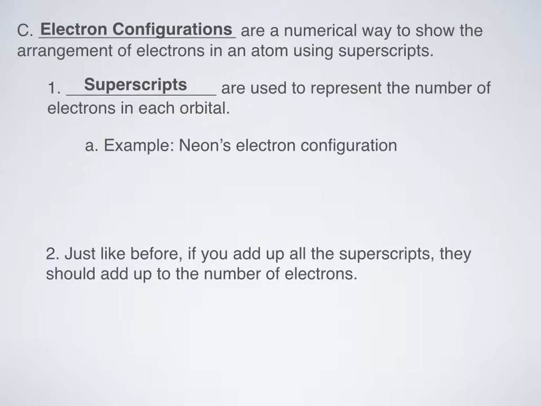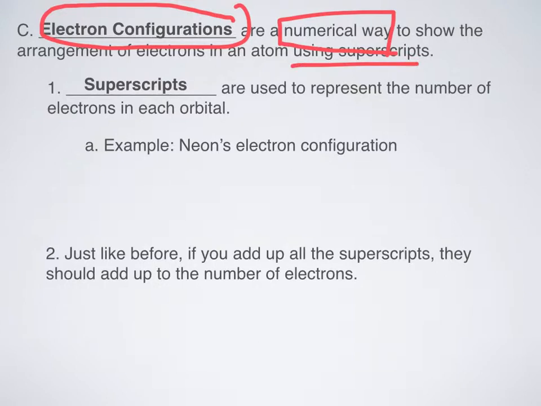Alright, so we talked about orbital diagrams already, and you can probably do those pretty easily, but now we have to talk about electron configurations. Now, the nice thing is if you can draw orbital diagrams, electron configurations are just kind of a natural extension of that. Instead of using boxes and arrows, electron configuration is a numerical way to show the arrangement of electrons in an atom, and it specifically uses superscripts. So instead of up and down arrows, we're going to be using sort of superscripts.